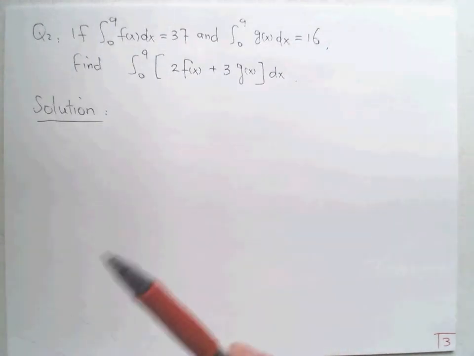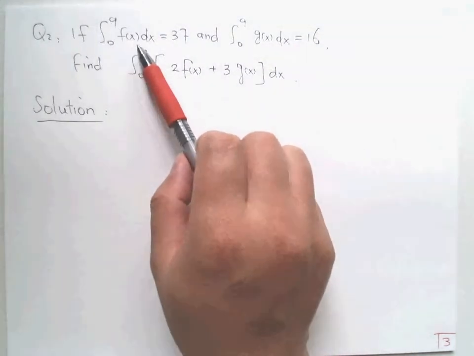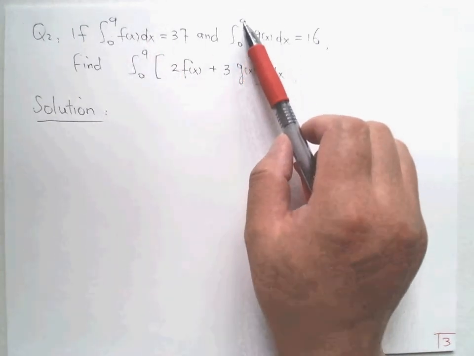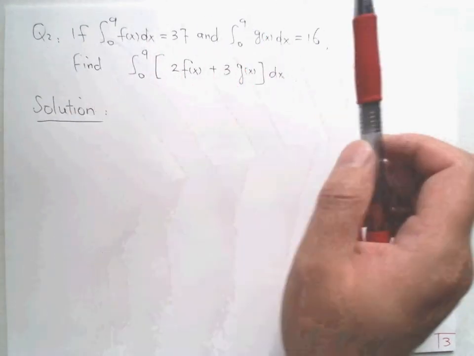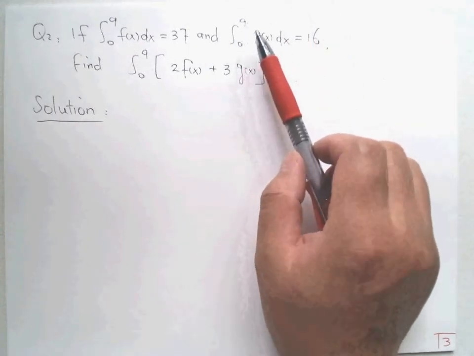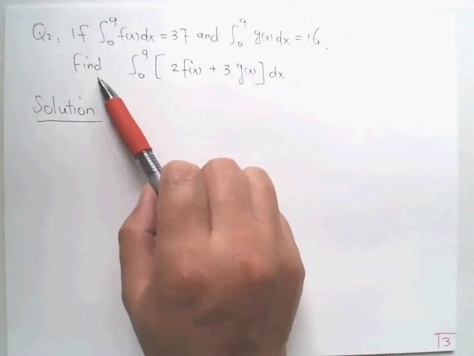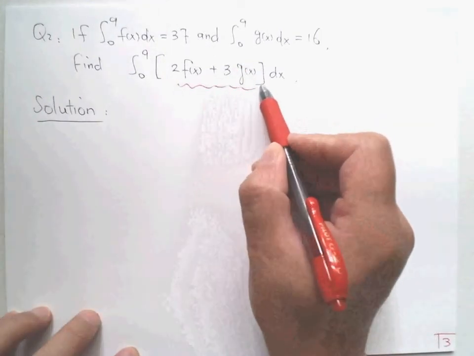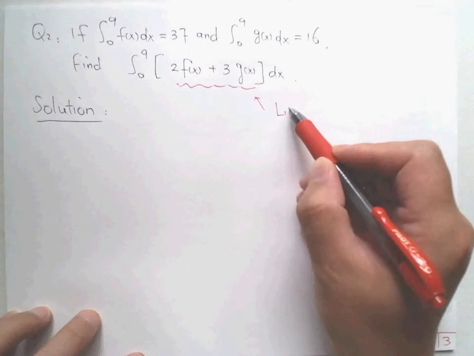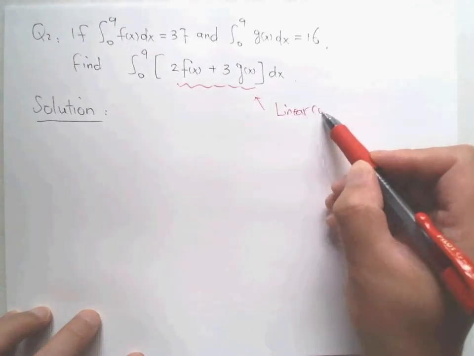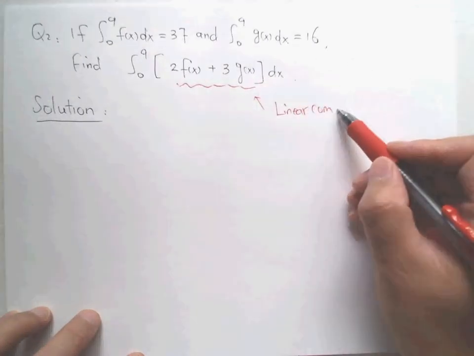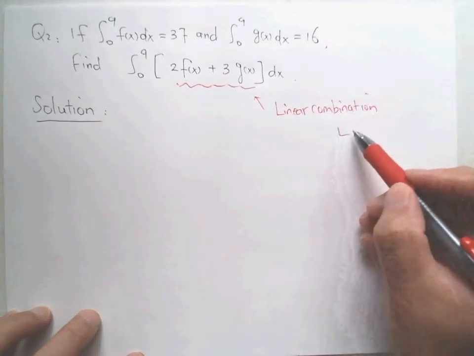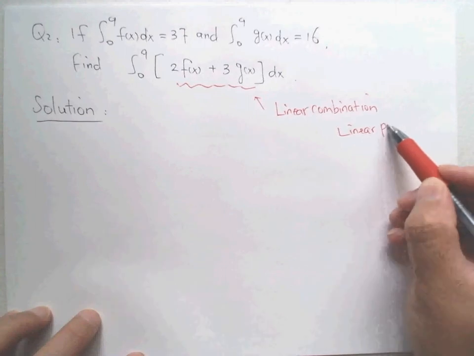Look at this question. We know the integral from 0 to 9 of f, and we know the integral from 0 to 9 of g. These are two functions, and it's the same interval of integration. What do we know? This we call a linear combination of the two functions f and g. That means we can use the linear property.